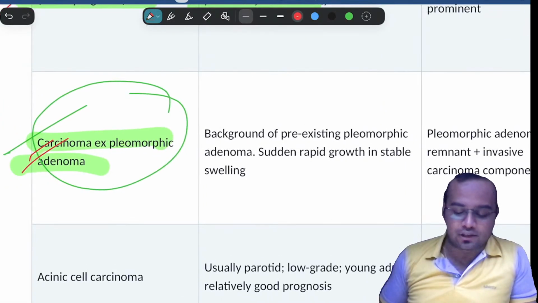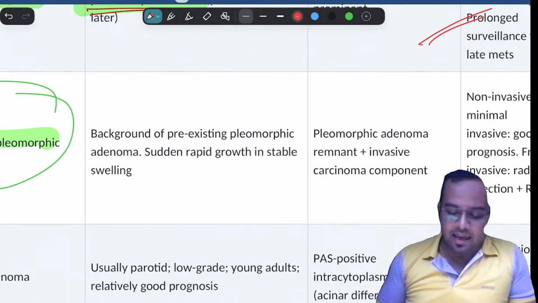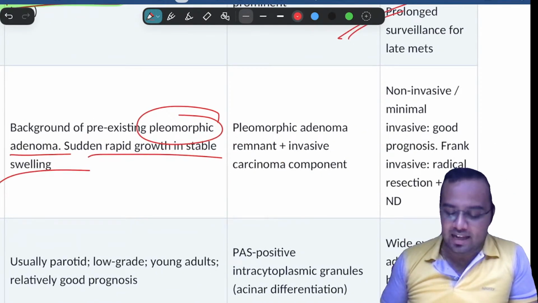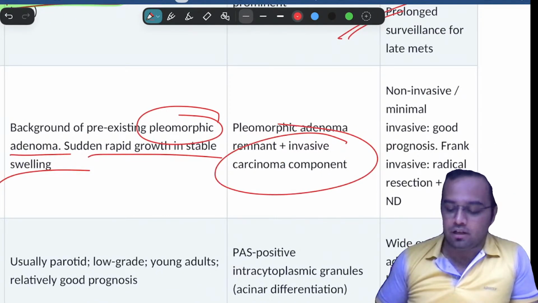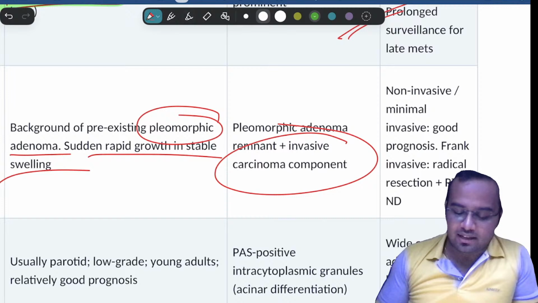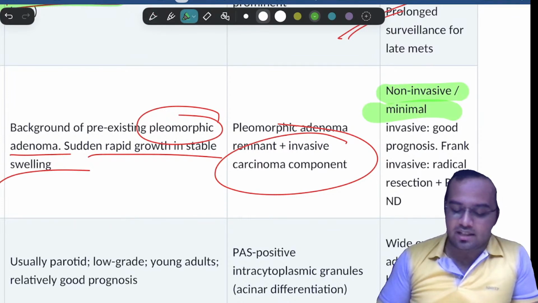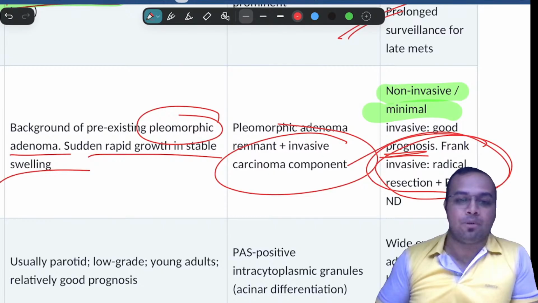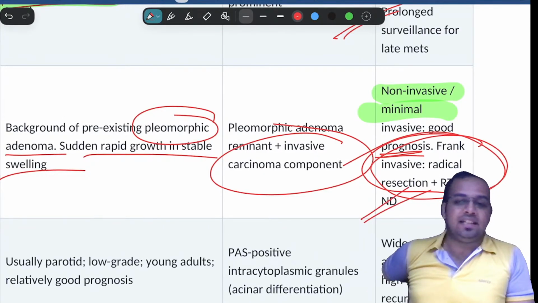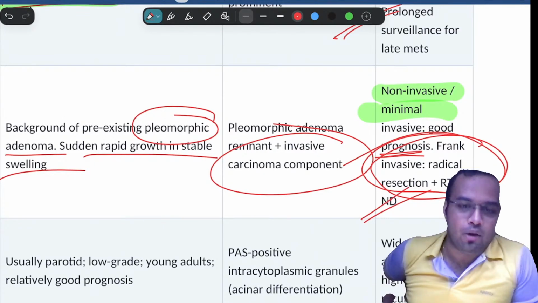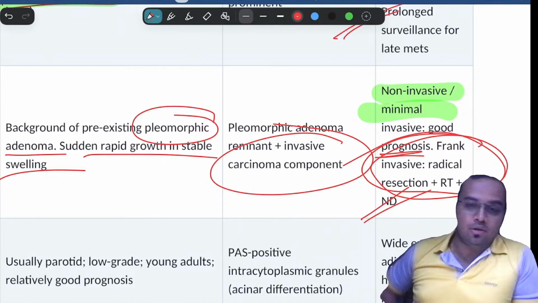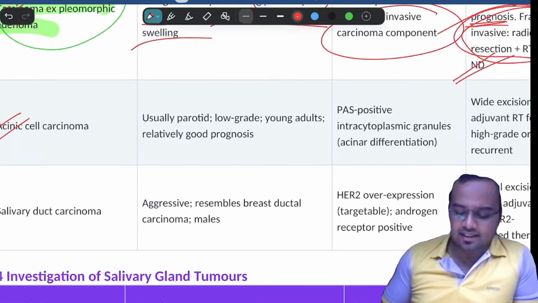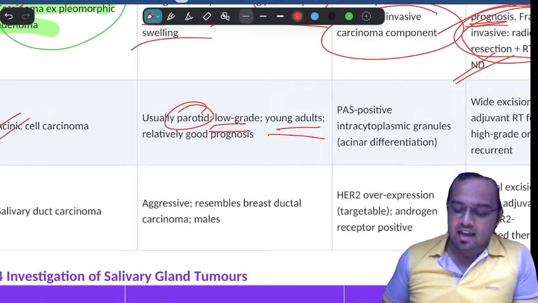Now we talked about carcinoma ex pleomorphic adenoma: in the existing background of pleomorphic adenoma, there is sudden rapid growth in a stable swelling. So it has an invasive component of cancer. Always remember that if it is non-invasive or minimally invasive, it has good prognosis, but if it has a frank invasive pattern, it has a bad prognosis. You should go for radical excision along with adjuvant radiation therapy. Other type of cancer, acinic cell cancer: usually parotid, low grade, young adults, it is PAS positive.